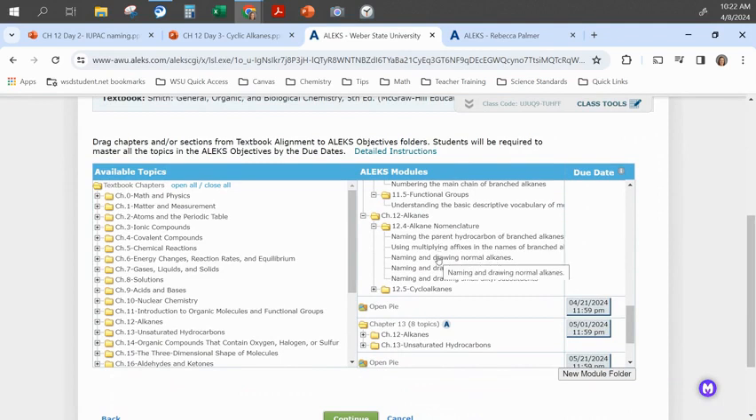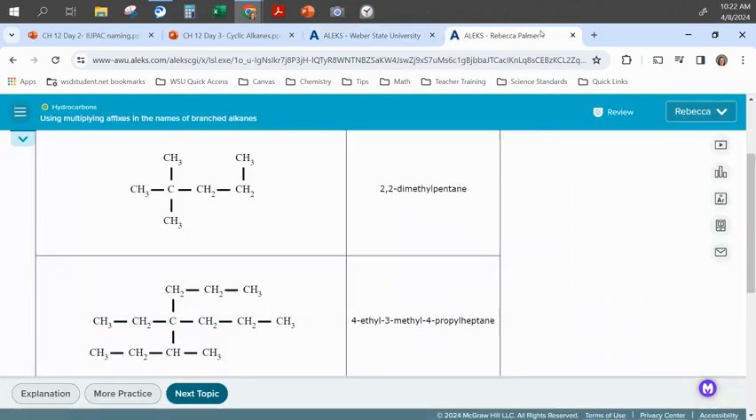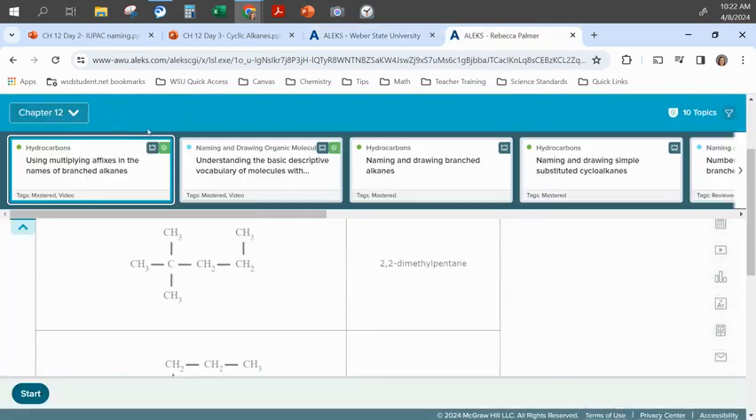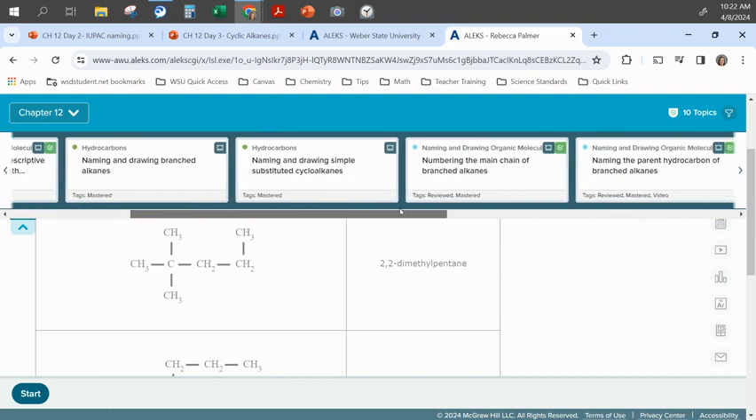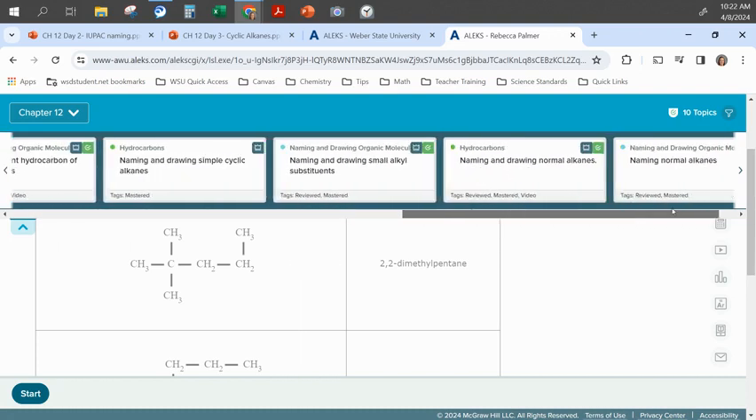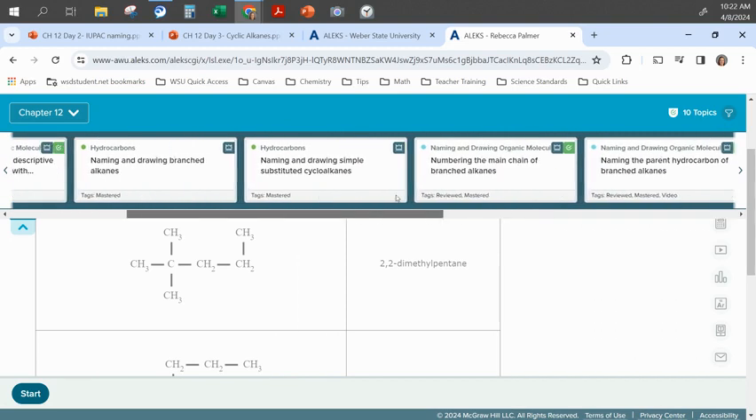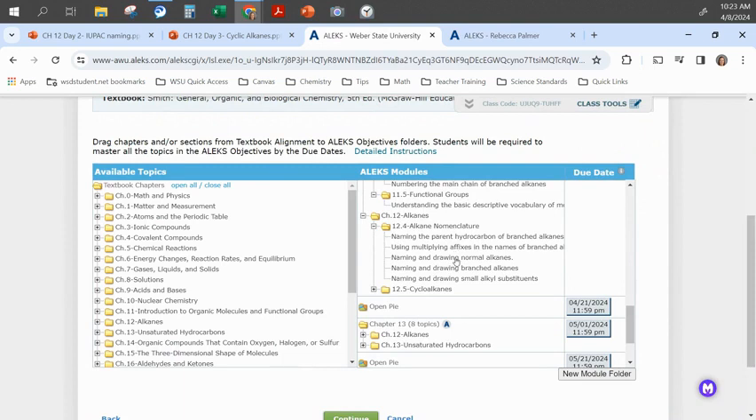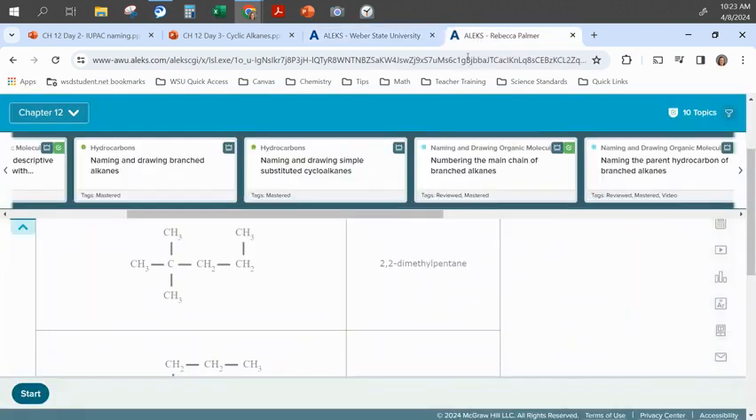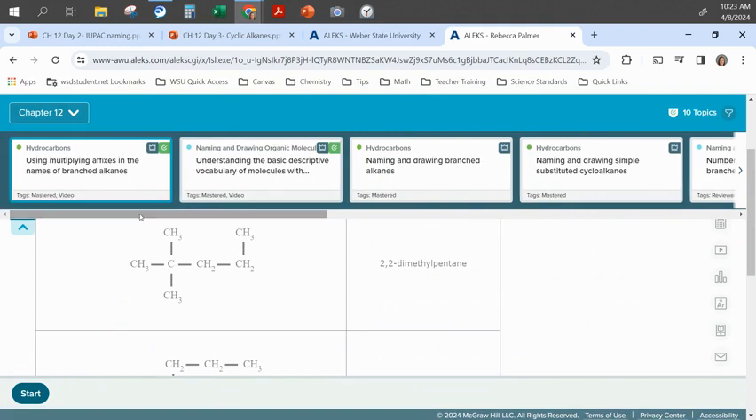Naming and drawing normal alkanes. Okay, let's do that one. Naming and drawing normal. We already did that one. Yeah, we already did that one. Okay, normal means no branches. Okay. Naming and drawing branched alkanes. Okay, we can find that one.